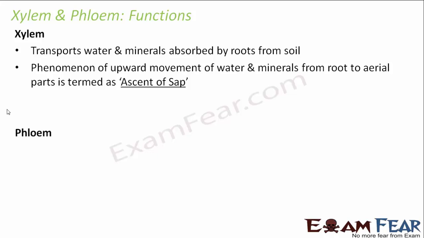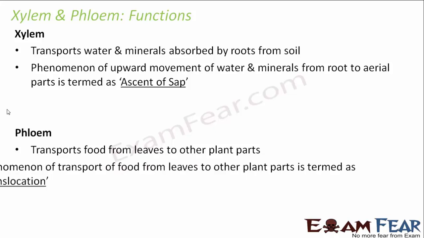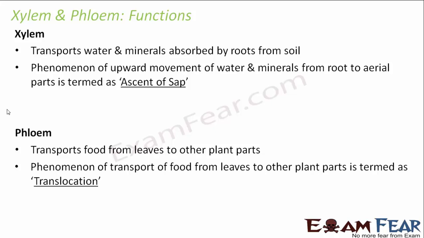What about phloem? What does phloem do? It transports the food from leaves to other parts of the plant, because the food is prepared in the leaves by photosynthesis. So from leaves it has to be transported to all other parts. So what is this process called? The phenomenon of transport of food from leaves to other plant parts is known as translocation. So xylem helps in ascent of sap and phloem helps in translocation. So let us have a look at these two processes in detail.